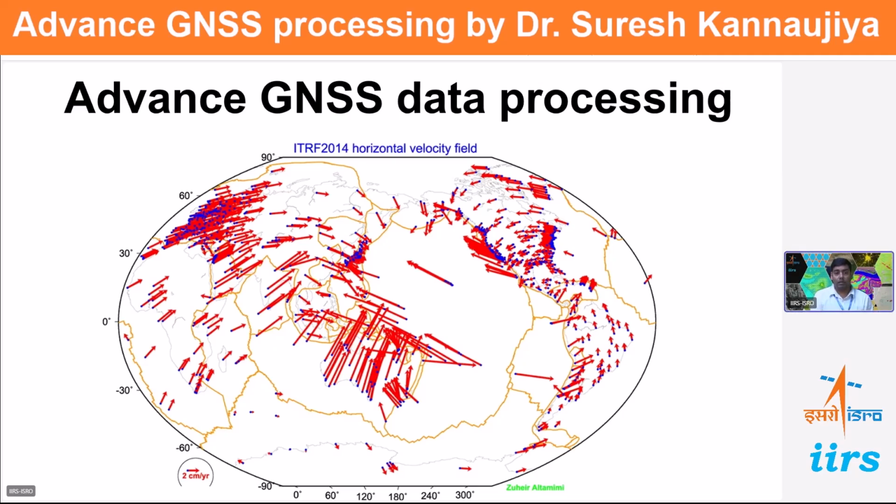And we know that GNSS data gives vital information for hazards, for mapping, for monitoring. So it has ample applications. And when we talk about millimeter accuracy, why do we need it? Where do we require such accuracy?